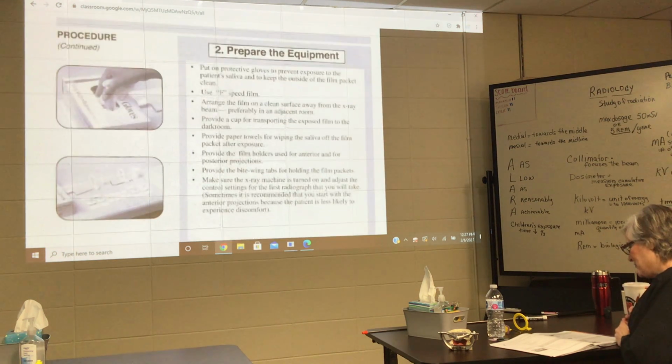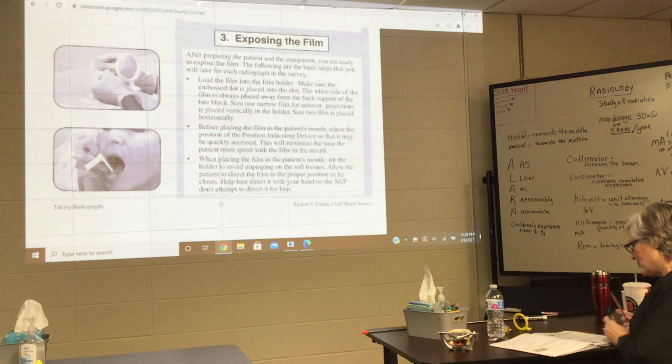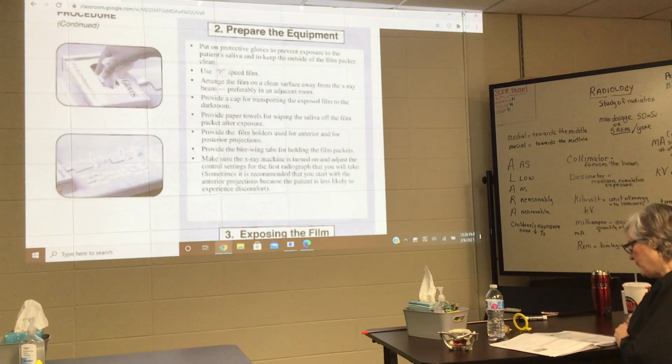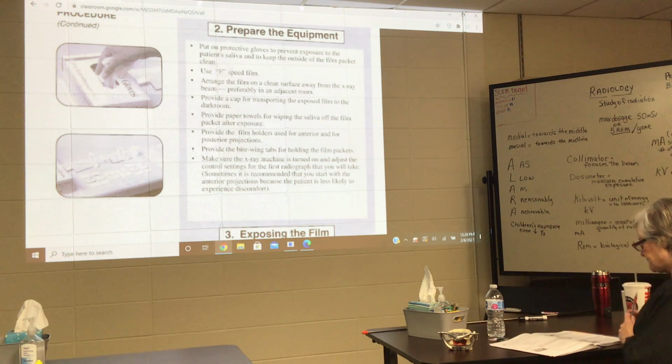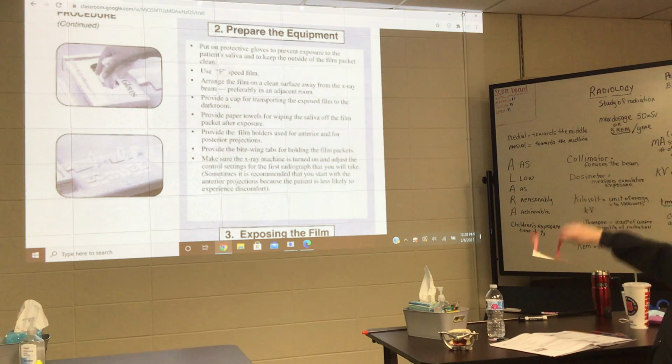We're going to provide a cup for transporting the exposed film to the darkroom. We're going to provide a paper towel for wiping the saliva off the film packet after exposure. We're going to provide the film holders for use for anterior and posterior projections. We're going to provide bite wing tabs for holding the film packets. This is a bite wing ring, but there are also bite wing tabs that are stickers that stick onto the back of the film packet.